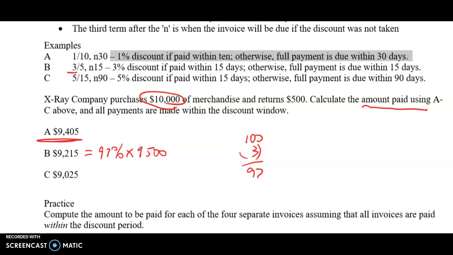That's what you pay if you get the 3% discount. C is 5. 100 minus 5 is 95. So 95% times 9,500 will give you what you pay if you get a 5% discount, or 9,025.